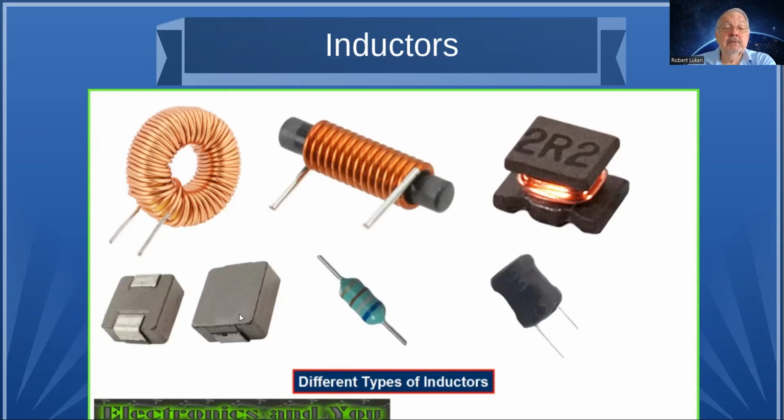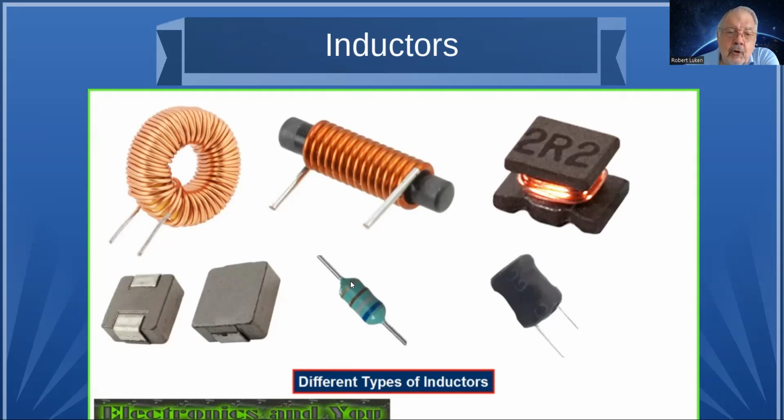These bottom two are some surface mount inductors. They're not to scale. These are actually fairly small things, probably between 1/8 of an inch and 1/4 inch square. We sometimes see inductors looking like a resistor package. It has a similar coating, color coding. It's not the same, but it works about the same way.